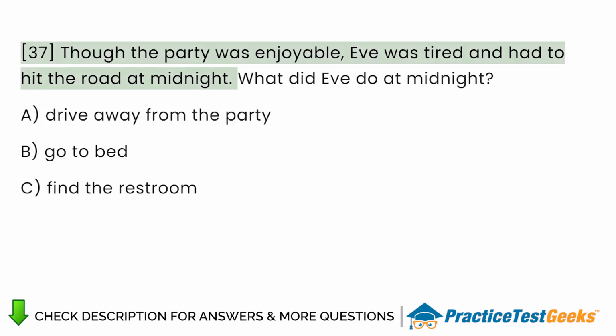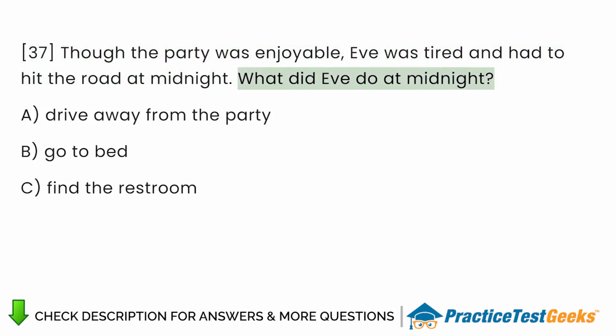Though the party was enjoyable, Eve was tired and had to hit the road at midnight. What did Eve do at midnight? A. Drive away from the party. B. Go to bed. C. Find the restroom.